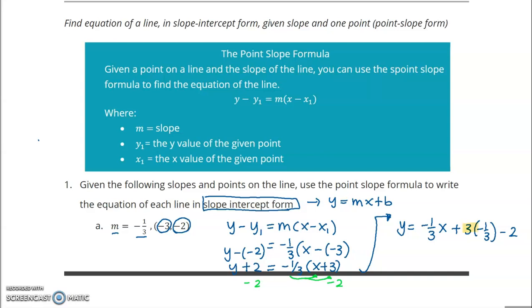Now this expression here, that 3 times negative 1/3, is just equal to negative 1. So therefore, we have negative 1/3 x minus 1 minus 2. And simplifying this, we have negative 1/3 x minus 3. That gives us the equation of the line in the slope-intercept form.